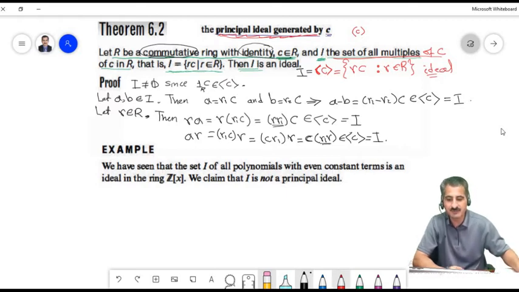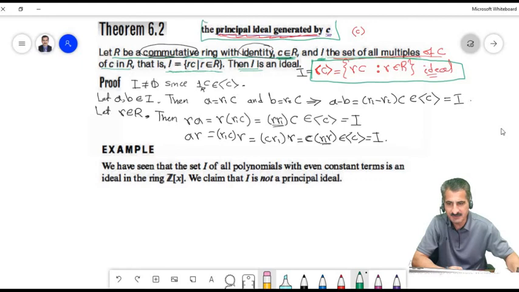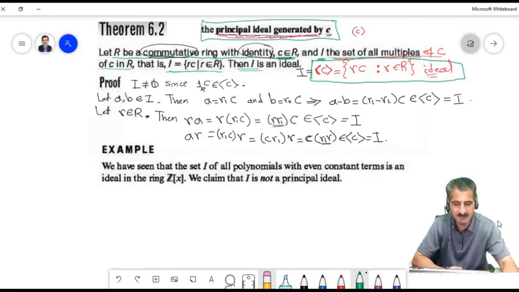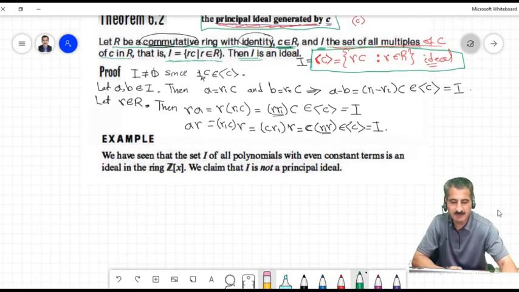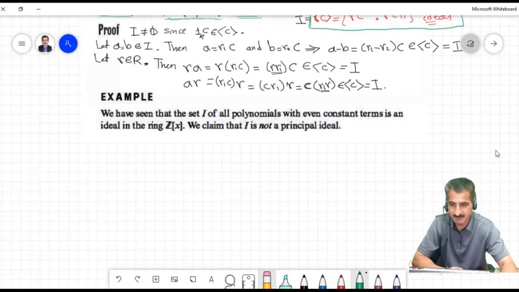Therefore, we have such a definition, such a thing to be an ideal, and it is called the principal ideal generated by C. And this simple ideal is actually very important in algebra.